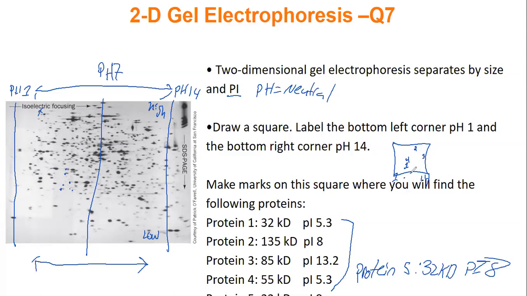Protein 5 has the same weight as protein 1, the same pI as protein 2, so I have to line that up, and protein 5 is going to be roughly there. So that's how this 2D gel electrophoresis works. You travel to where your pI equals your pH, and then you're separated by weight.